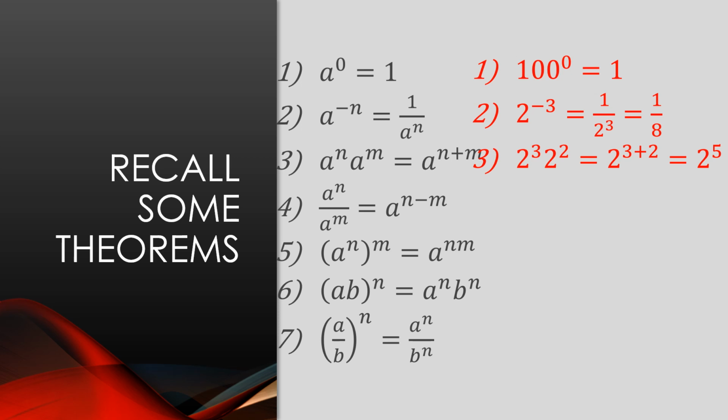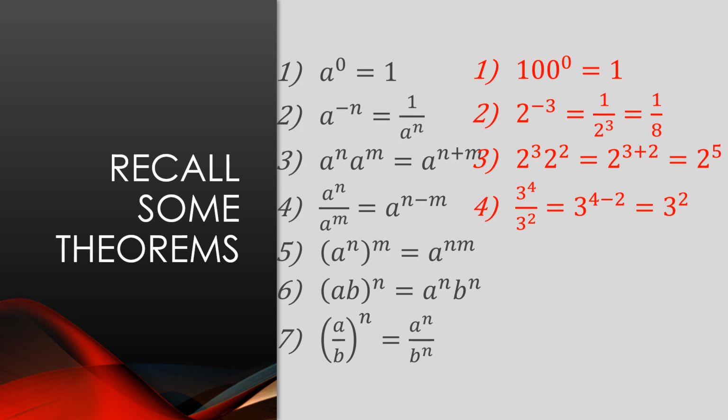For number 4, we have a raised to n over a raised to m. What happens is you just subtract, so we have a raised to n minus m. Example, we have 3 raised to 4 over 3 raised to 2 equals 3 raised to 4 minus 2, or 3 squared. This can only be applied if they have the same base.